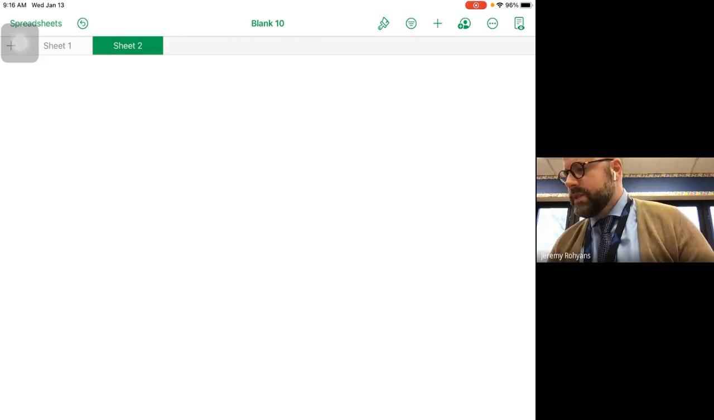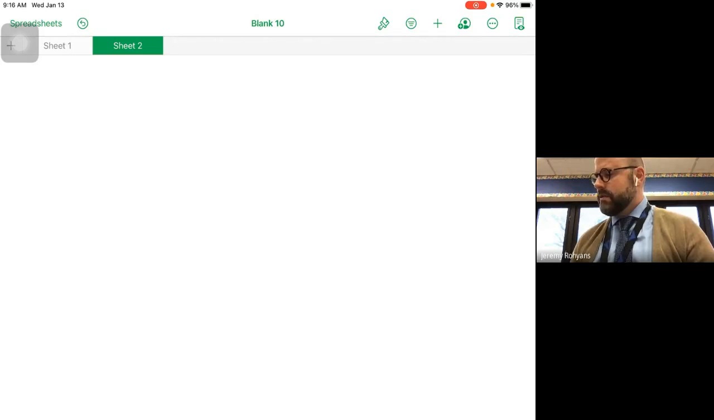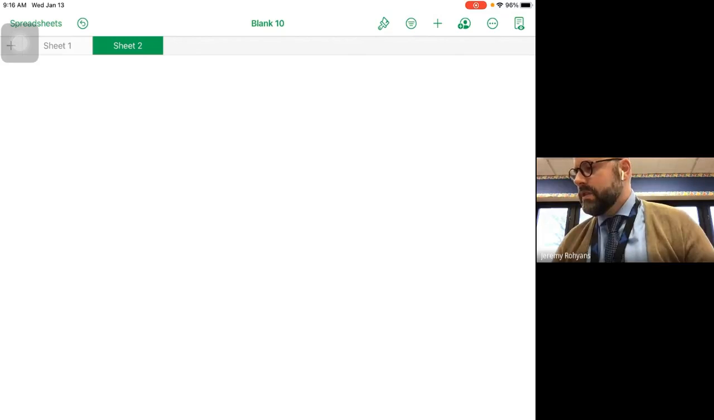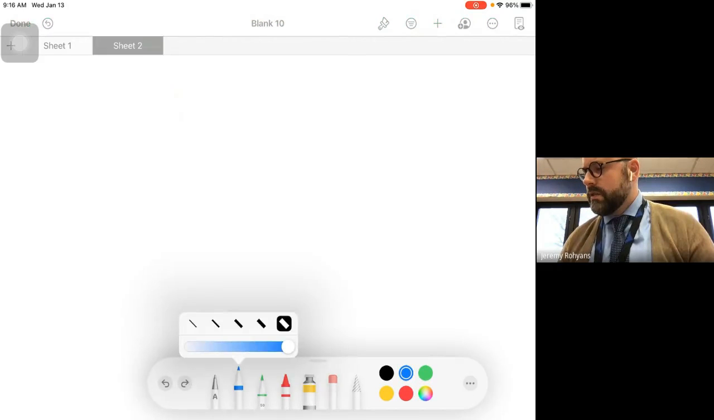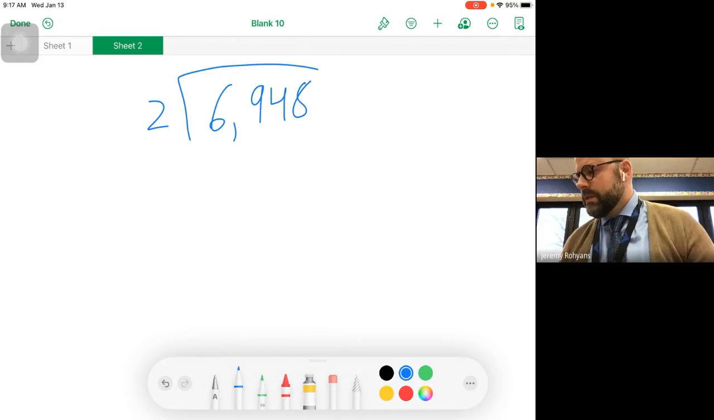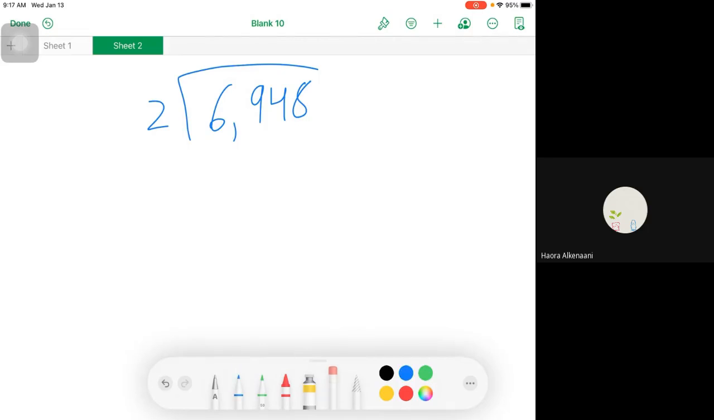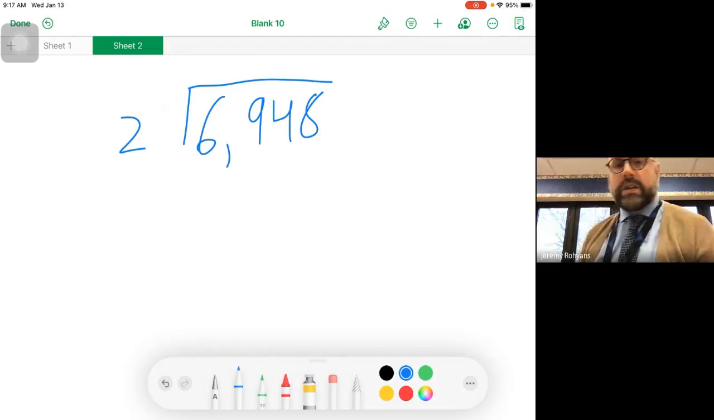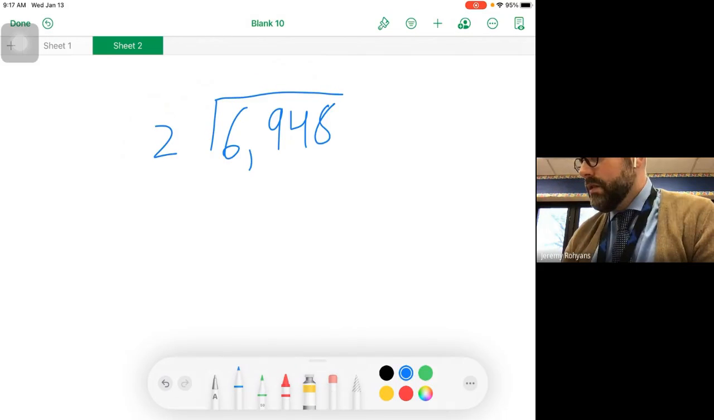So if I do a problem such as, let me turn on my stylus. Let's look at this number, 6,948 divided by 2. Is that going to have a remainder? No. Why not? Because the 8 is an even number. We never have a remainder if it's 2 with an even number. Very good. The steps remain the exact same: we divide, we multiply, we subtract, and drop.